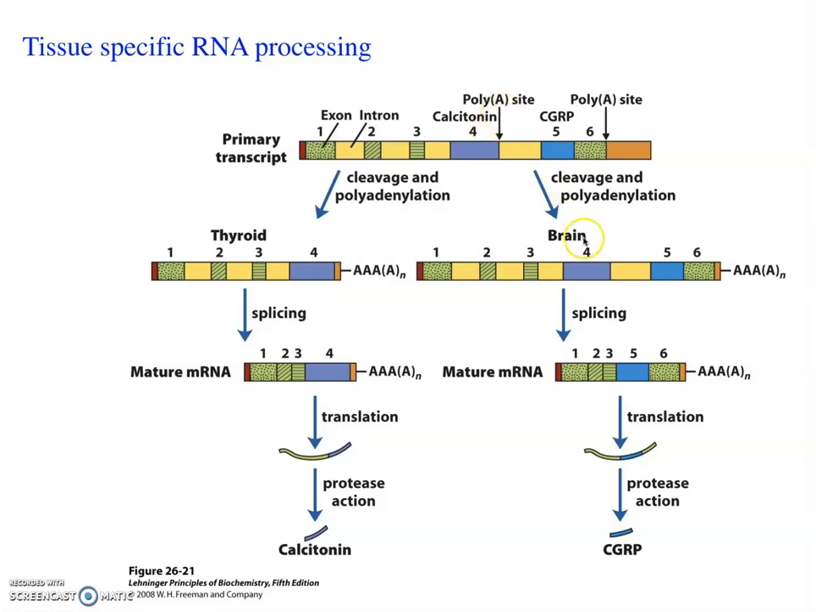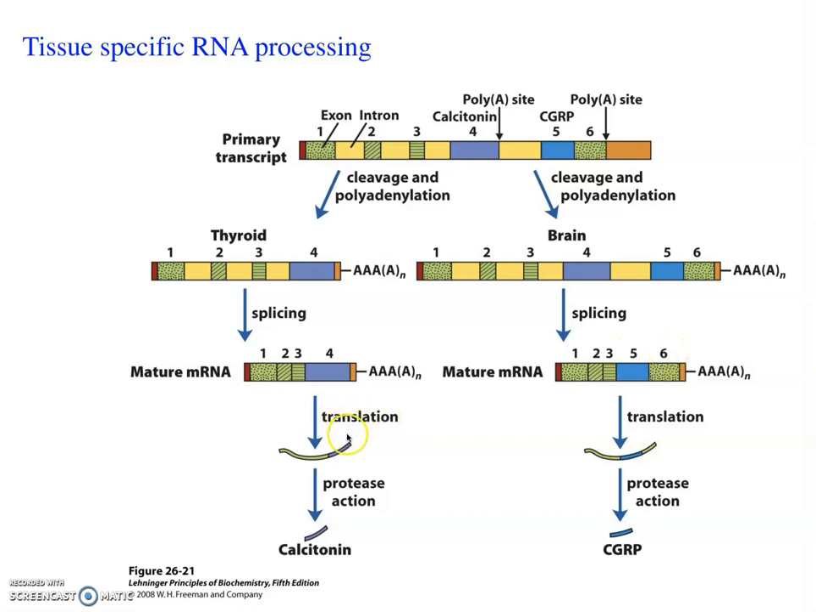In the brain, though, all exons are included because in the brain, the first poly A site is not recognized, but instead the second. When splicing occurs, we have two different products. In the thyroid, we have only exons 1, 2, 3, and 4. In the brain, we have 1, 2, 3, 5, and 6.